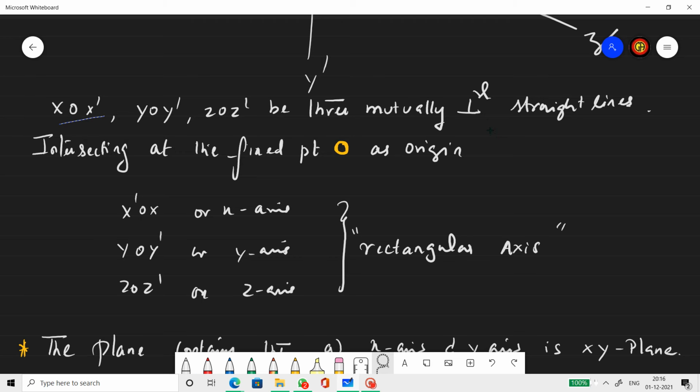The XOX dash, YOY dash, ZOZ dash are three mutually perpendicular straight lines intersecting at a fixed point O as origin. The XOX dash is the x-axis, the YOY dash is the y-axis, ZOZ dash is the z-axis, and they are called rectangular axes.